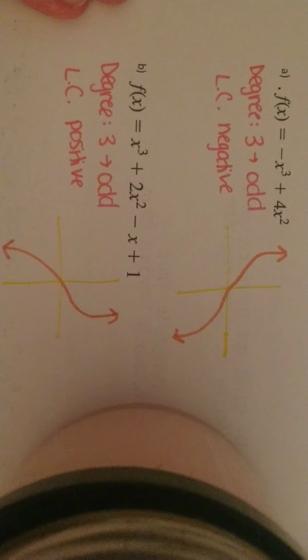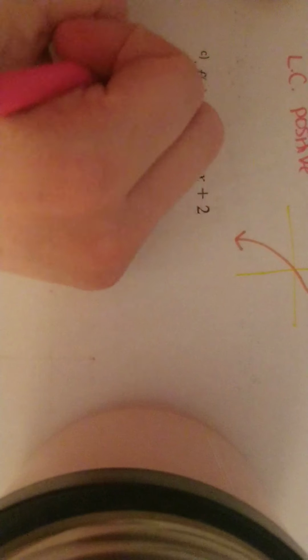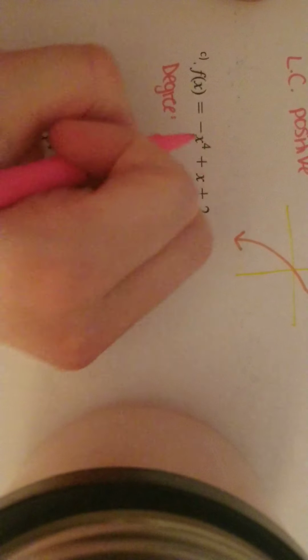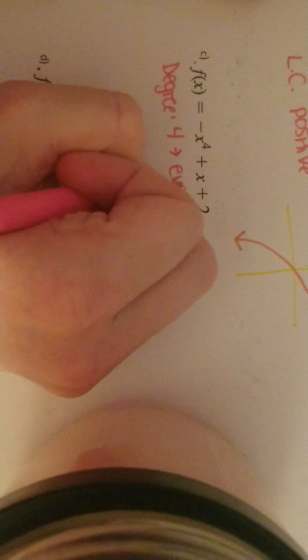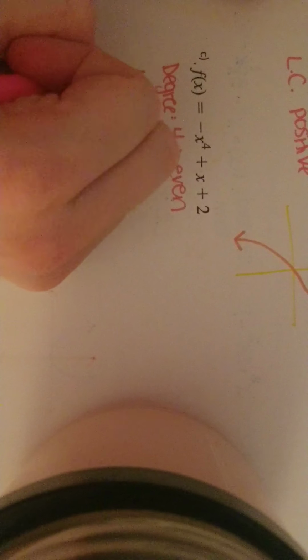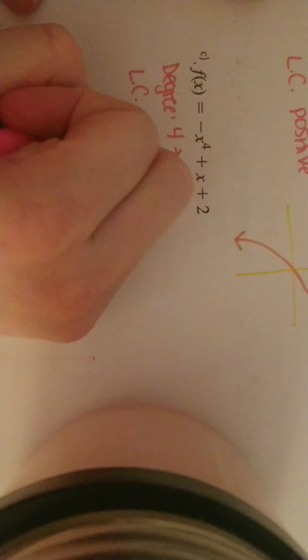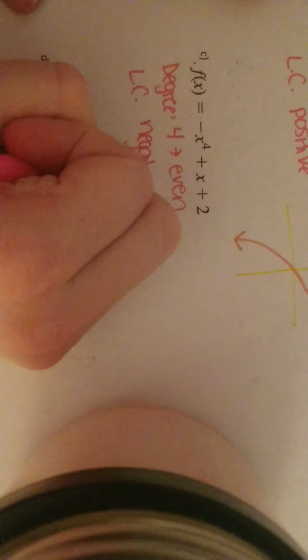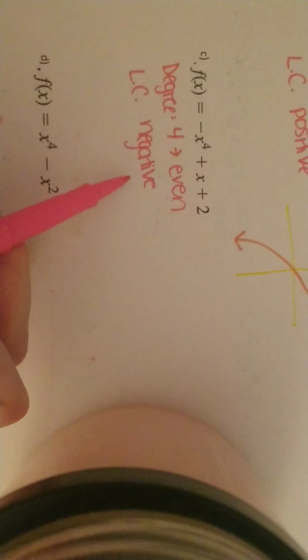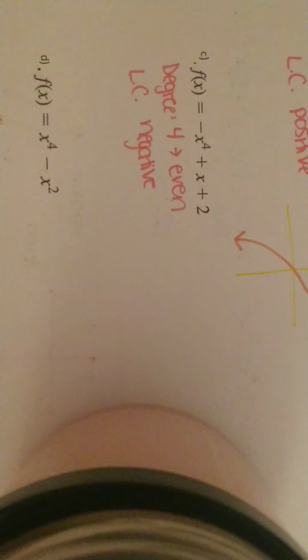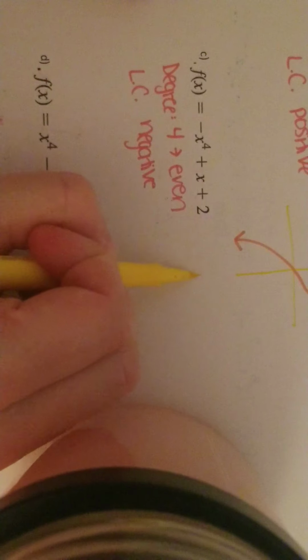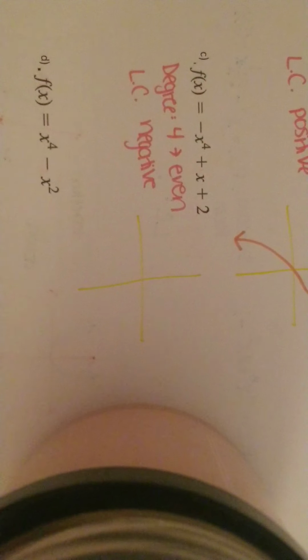All right, we have 2 more we're going to do quickly. So for letter C, if we look at our degree, our highest exponent in this case is 4, which is even. And then our leading coefficient, we have a negative, so it's going to be negative. All right, so even and negative, they're going to go together. And negative to me says down. So you can look at the other sheet again.